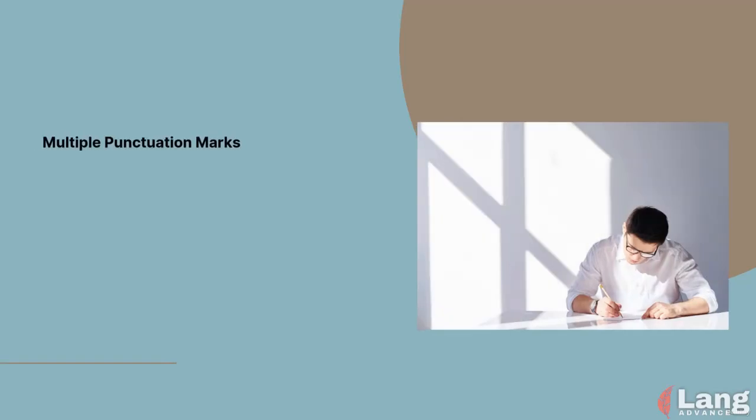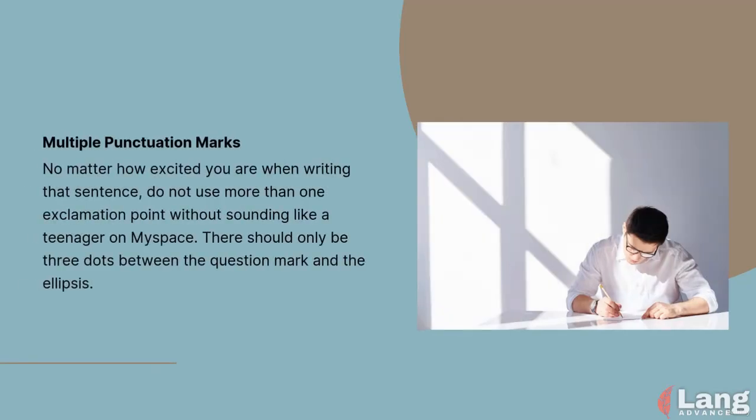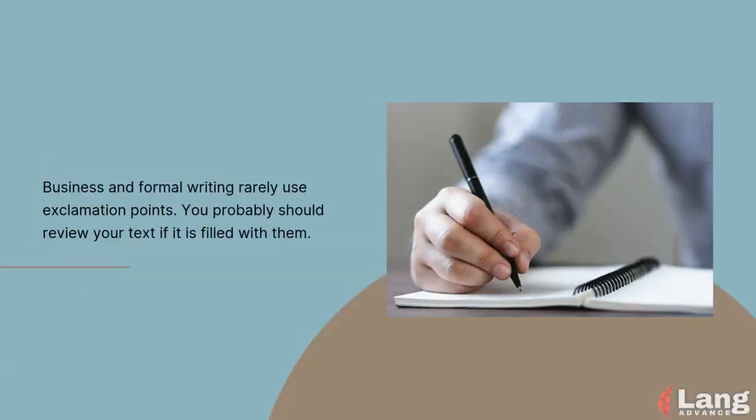Multiple punctuation marks. No matter how excited you are when writing a sentence, do not use more than one exclamation point without sounding like a teenager on MySpace. There should only be 3 dots in an ellipsis. Business and formal writing rarely use exclamation points. You probably should review your text if it is filled with them.